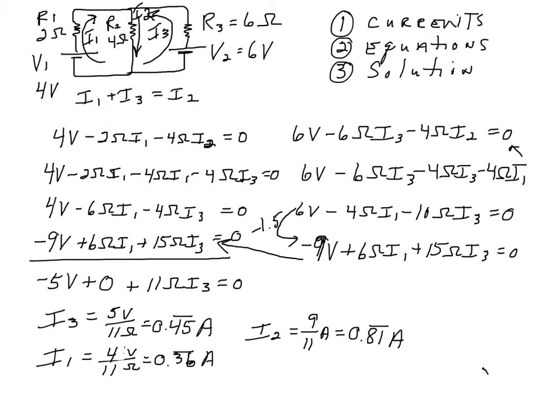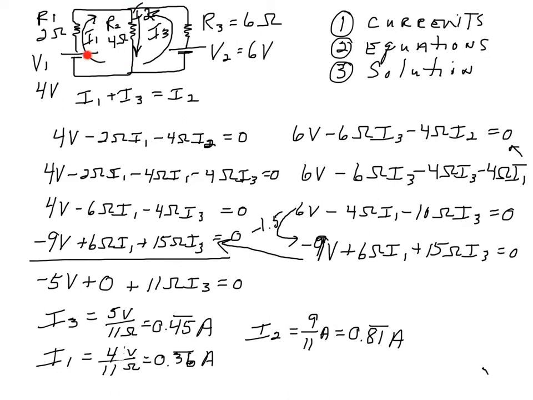3 steps. Label the currents. Write the 3 equations. There are 3 currents. And then use some method to find the solution of those simultaneous equations. So we have 2 junctions and 3 currents.